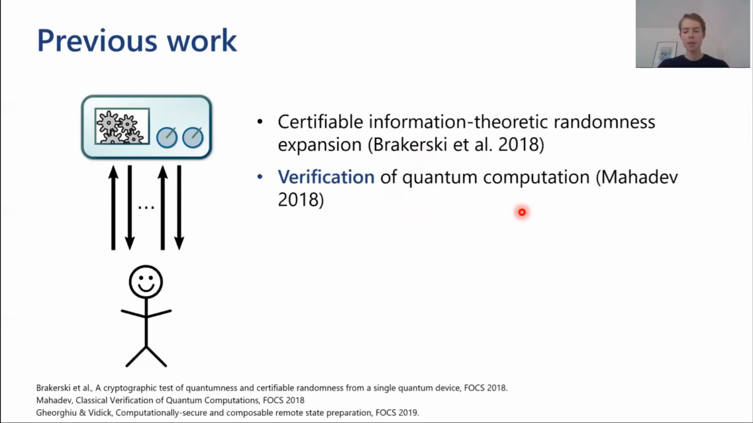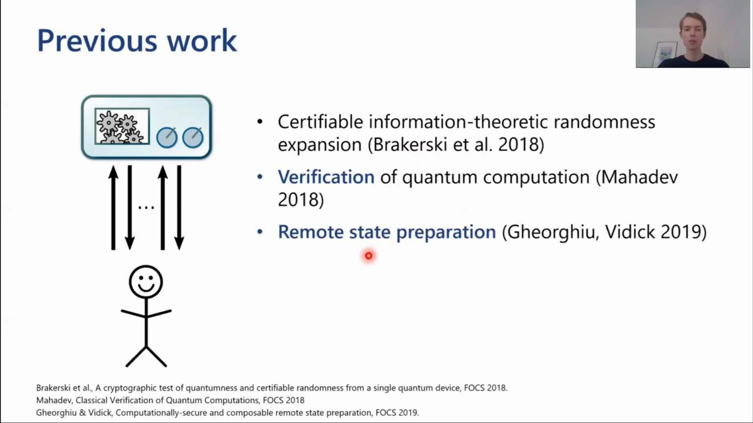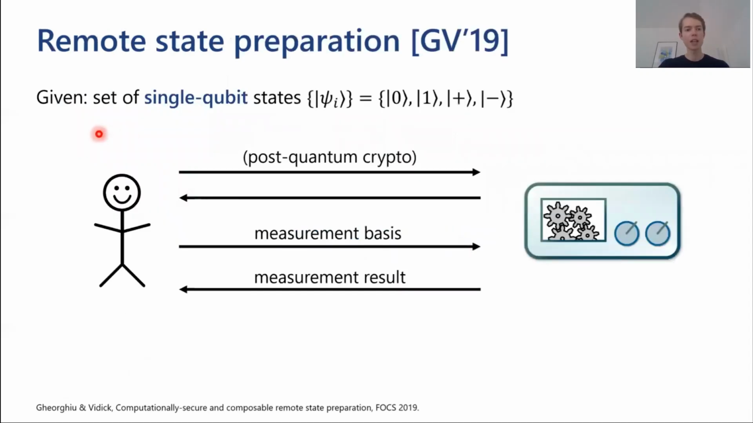And a third piece of work that I want to mention here is a protocol for what is called remote state preparation from Georgi and Vidick from 2019. And this achieves a task which is very similar to self-testing, but for a single qubit rather than an EPR state. So I want to explain in a bit of detail how this protocol actually works, because we can use this as a building block for explaining how our self-testing protocol works. So let's see how this goes.